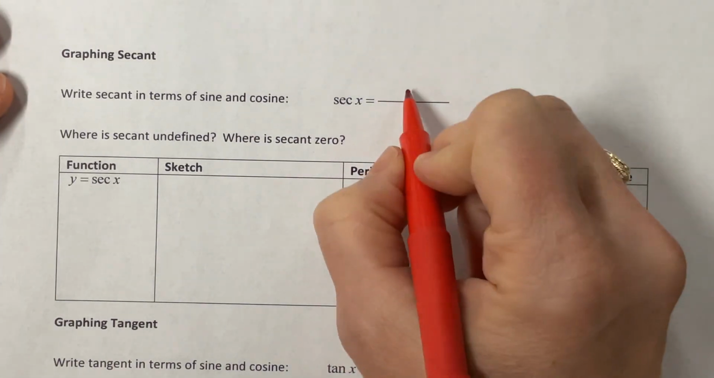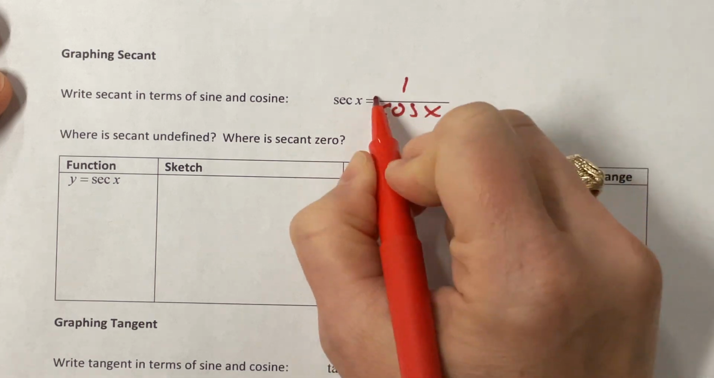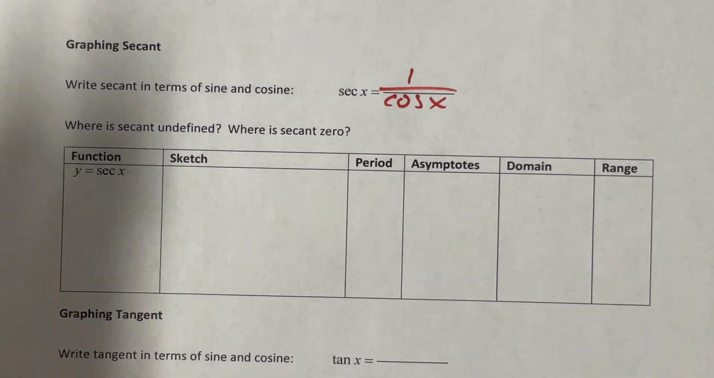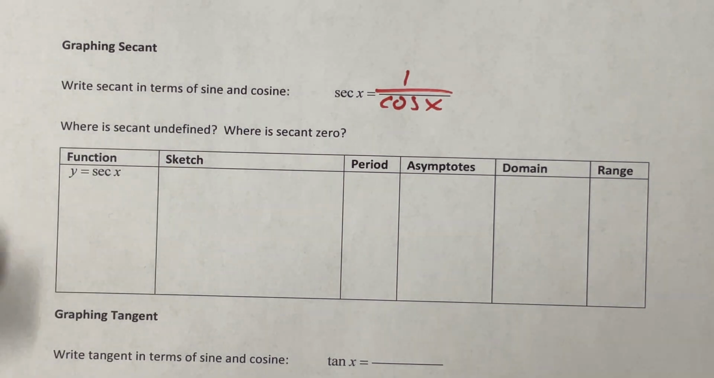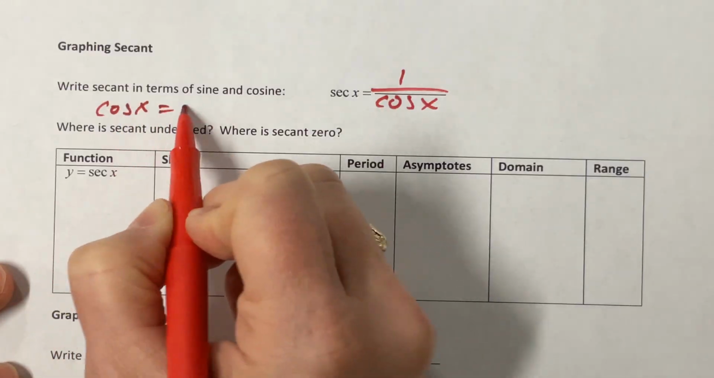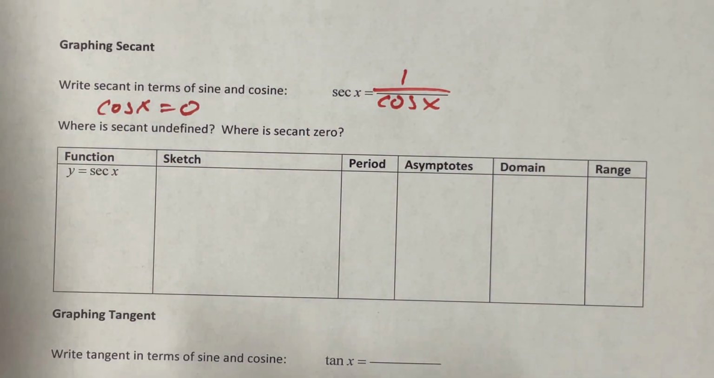Okay, so secant is 1 over cosine, and it's going to behave in a very similar way to cosecant. However, things get shifted a little bit. So when is secant undefined? Whenever cosine of x equals 0. When did that happen? Oh, if only we wrote it down.